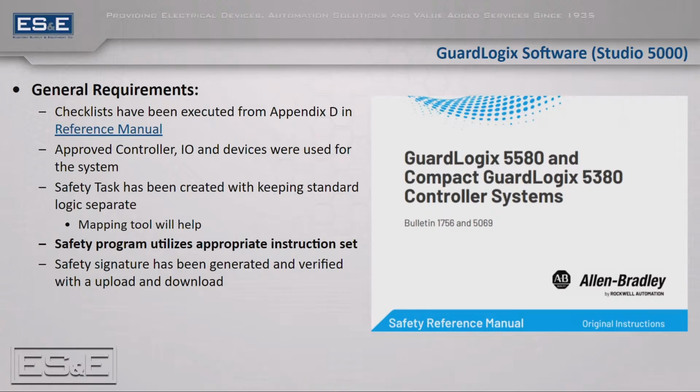So the reference manual is called out for the 5580 or the L8 processing units, as well as the 5069 CompactLogix. But it does still cover the older L7 and 1769 setups, which will go through the different configurations for you within the controller, as well as the I/O, and how to integrate other devices. So within that reference manual, it gives you a lot of that general how-to and where to find certain things within the software platform.